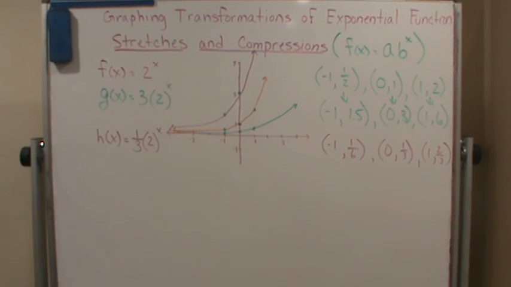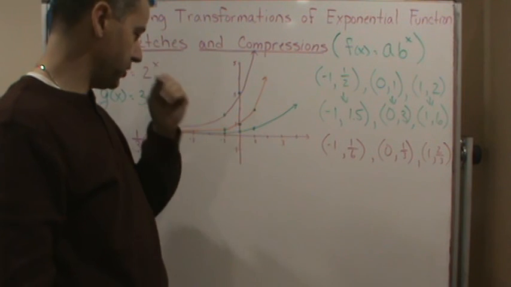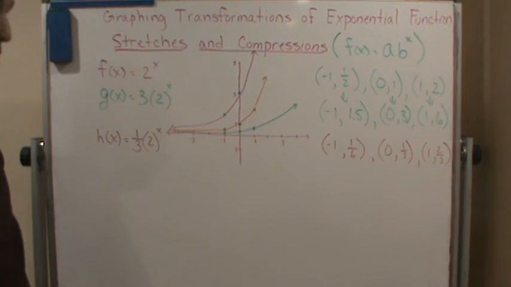Now, of course, the horizontal asymptote doesn't change. The range and the domain still stay the same. But again, look at these three functions. The y-intercept changes, right? So look at what changes and look at what doesn't change when it comes to the characteristics of the function.